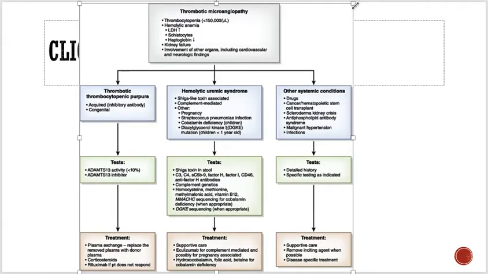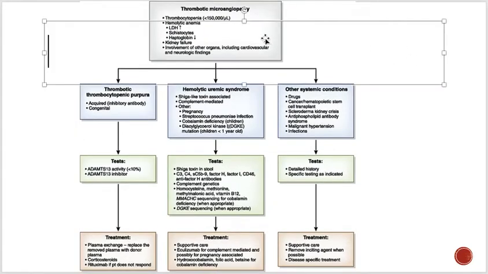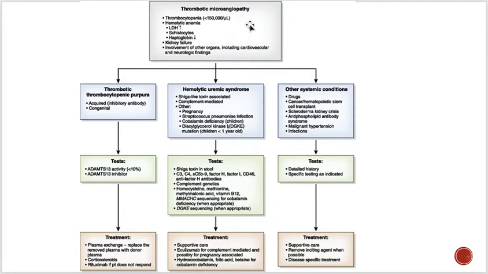Now many people present with thrombotic microangiopathy. Thrombotic microangiopathy means there is thrombocytopenia, hemolytic anemia, kidney failure, and involvement of other organs, including cardiovascular and neurological findings. So see, we know this, right? Now, there is something called thrombotic thrombocytopenic purpura. Okay, and there are different causes of thrombotic microangiopathy. It could be this, it could be this, it could be other systemic conditions, right? So hemolytic uremic syndrome is written over here.